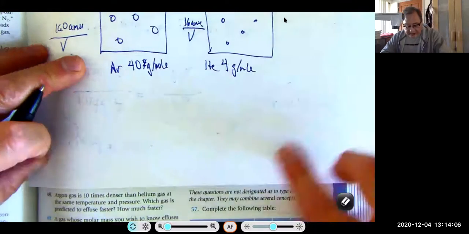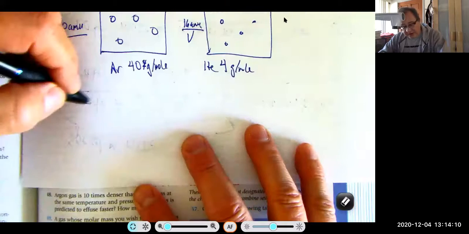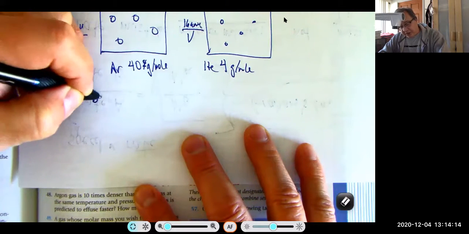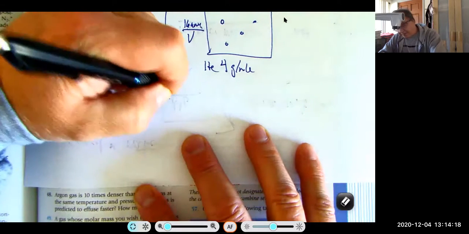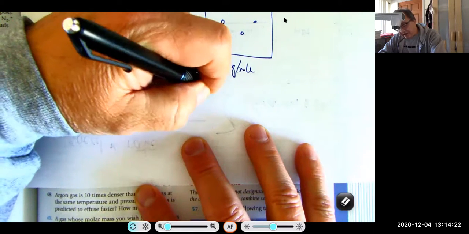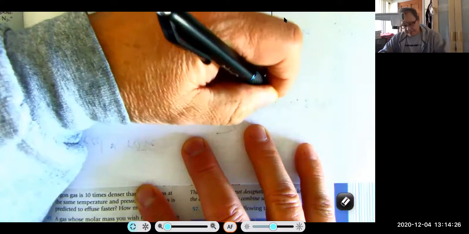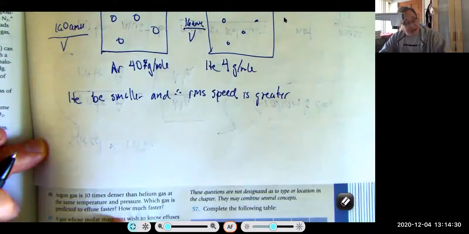Okay, which gas is predicted to effuse faster? The first question and answer is helium. Why? Because it's smaller, and therefore RMS speed is greater. Okay, how much faster?